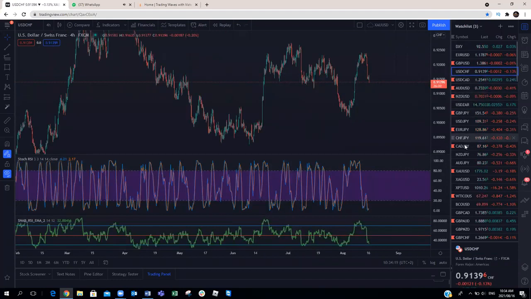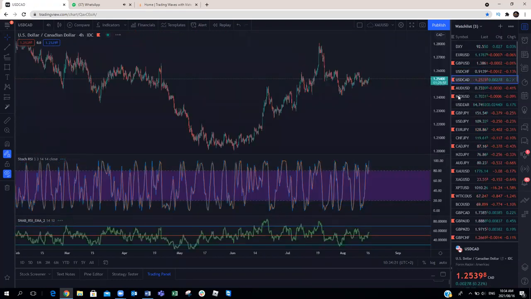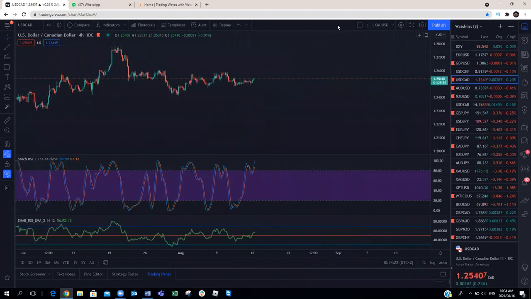Right. Watch US dollar CAD. Do not forget US dollar CAD. This may be dropping pretty soon. If you want to be safe, wait for the 4-hour candle to close below here, and you look to take it there and possibly lower.